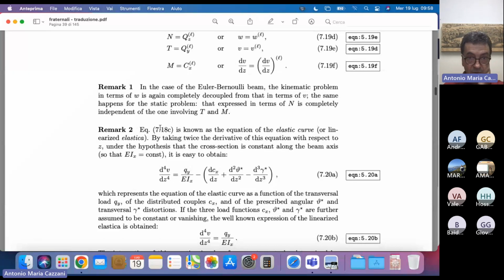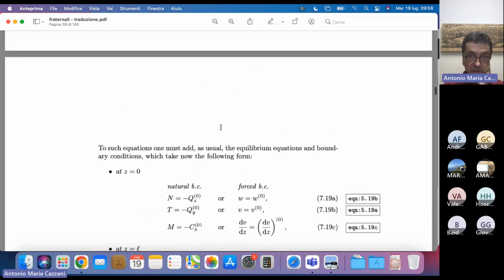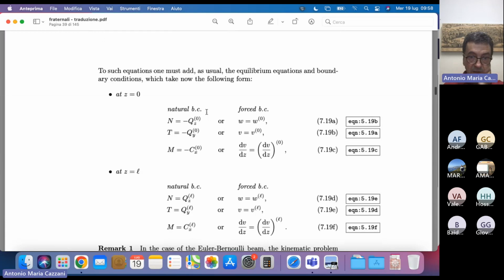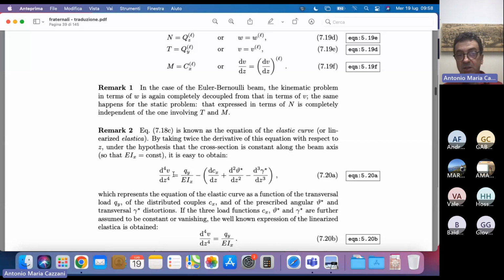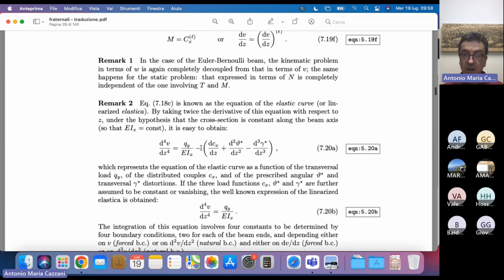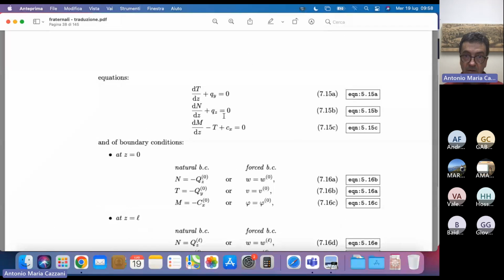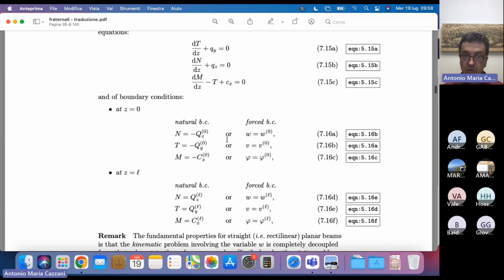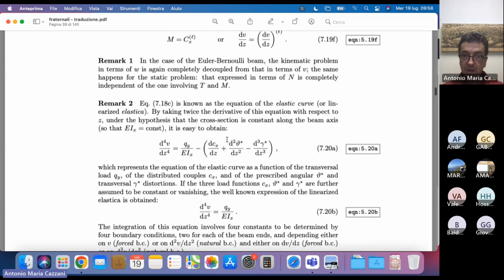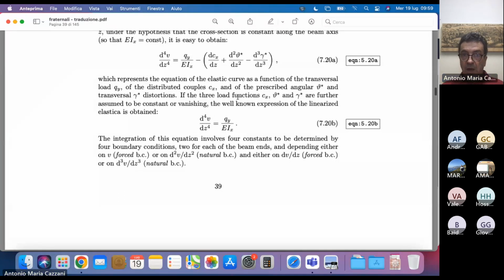So the elastic curve. If we take now twice the derivative of this equation, we get the linearized elastica in terms of the fourth order derivatives of the transverse displacement v, if we take into account the equilibrium equation, which is this one, in absence of distributed couples, so that we can write down this equilibrium equation, substituting the transverse distributed load Qy, and so we get the linearized elastica as a fourth order equation.